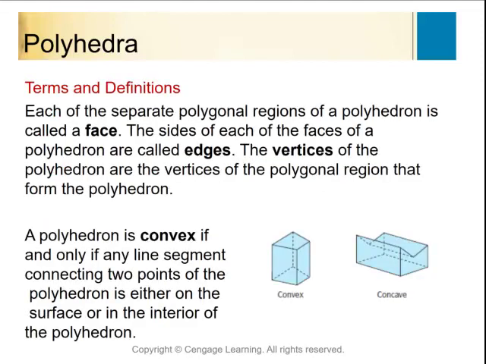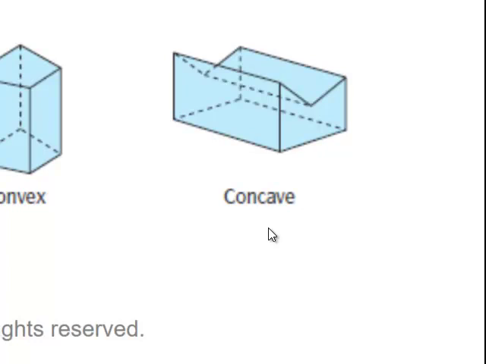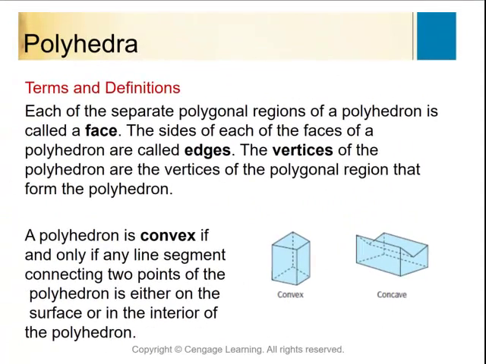We can look at the concave versus the convex, and concave means that it goes in. I usually look at the word cave in concave, and I know convex has one too, but cave reminds me of something that goes inward, so that's how I remember that. It has the same type of definition that we looked at with the polygons, where if we can draw a line segment connecting two points of the polyhedron on either surface and everything is in the interior, then it is convex. Or we can do the common sense way and just say whether or not it goes in or out. The faces are these two-dimensional shapes that we see. The sides of each of those faces are called edges, and the vertices are the points where they meet.